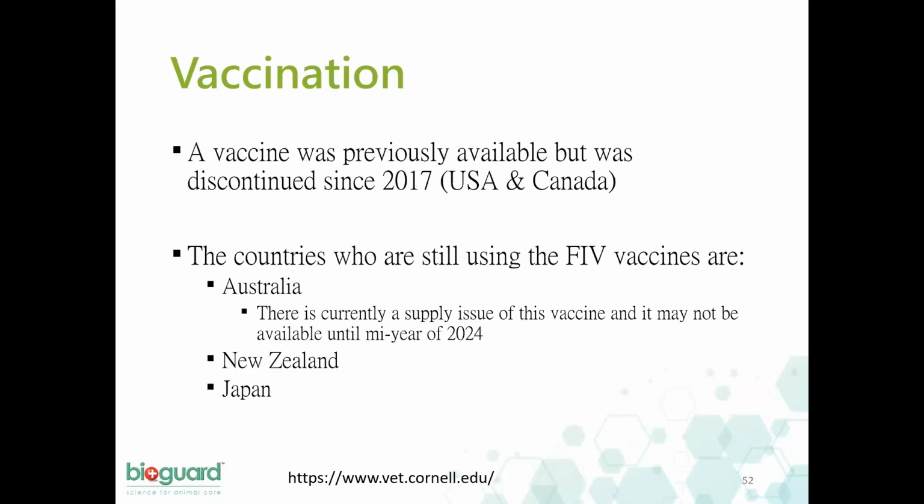The countries still using the FIV vaccines include Australia, but there is a current supply issue with this vaccine, and it may not be available until mid-2024. The vaccine is also still present and in use in New Zealand, and also in Japan.